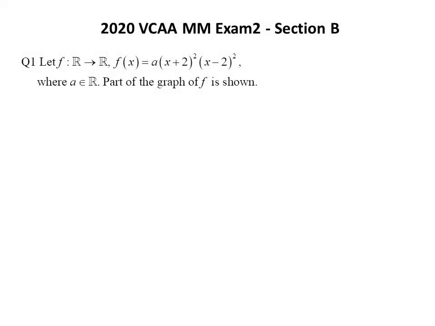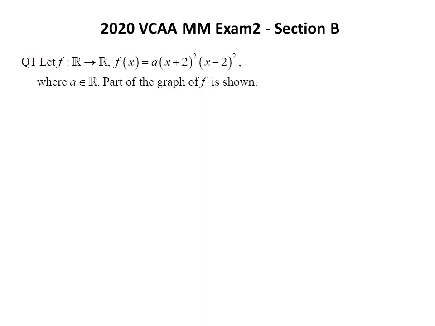Welcome to this VCAA Mathematics exam paper series. This is section B of 2020 exam 2 paper. There are a total of 5 extended response questions in section B. In this video, I will present you the first question.